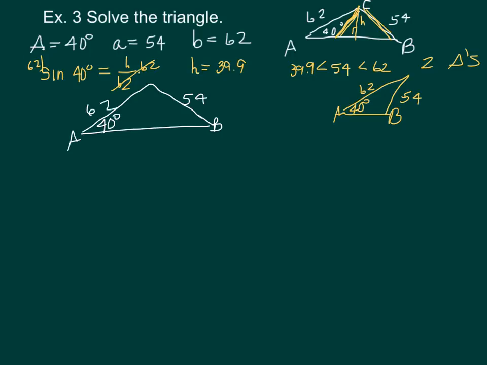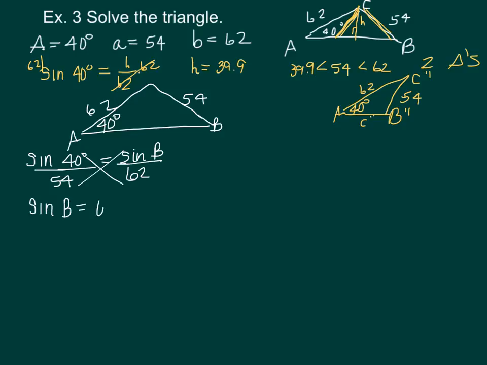And to keep me from getting confused, I call this my second B and my second C. So I'm going to solve this triangle first, and I'm going to find angle B. Sine 40 over 54 is equal to sine B over 62. So I'm going to cross multiply again. And to save time, this is what I end up with after cross multiplying. And to find angle B, you're going to do second of this answer, and you should get angle B is 48 degrees.